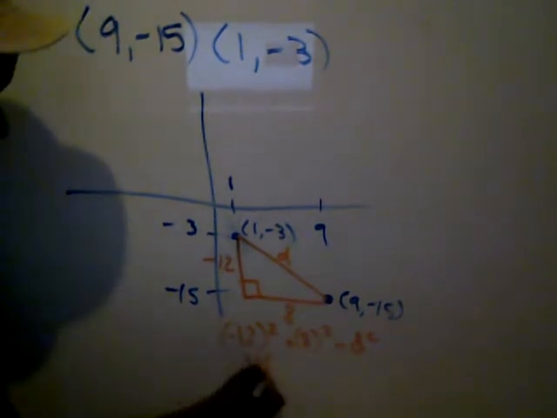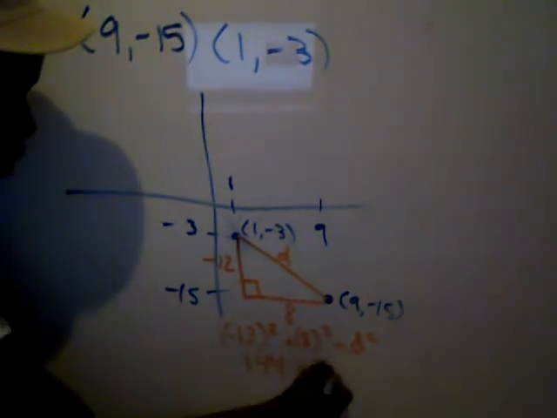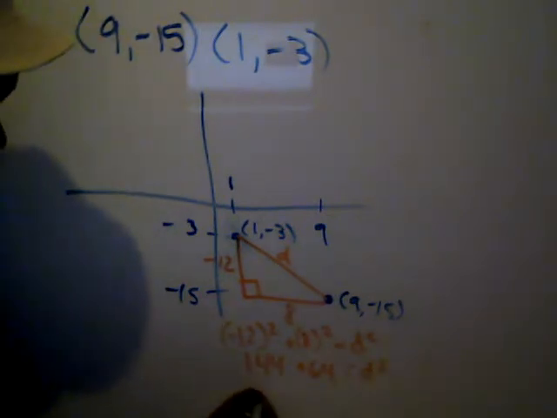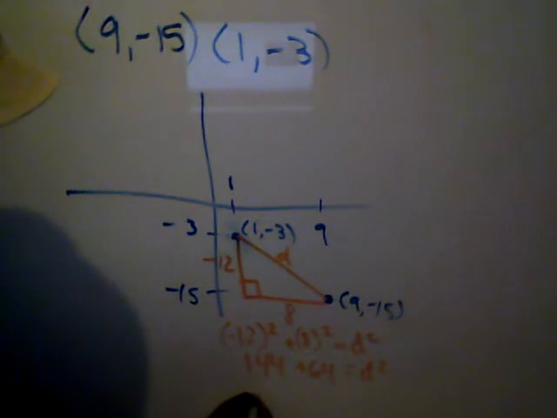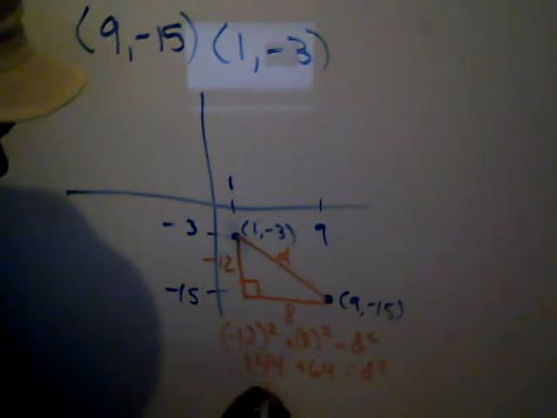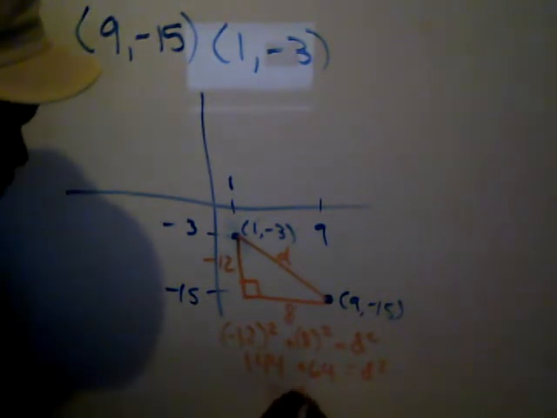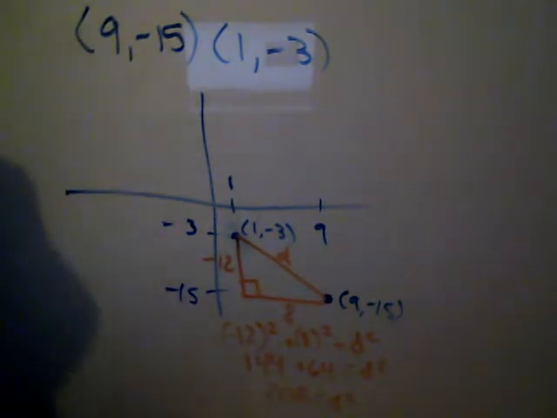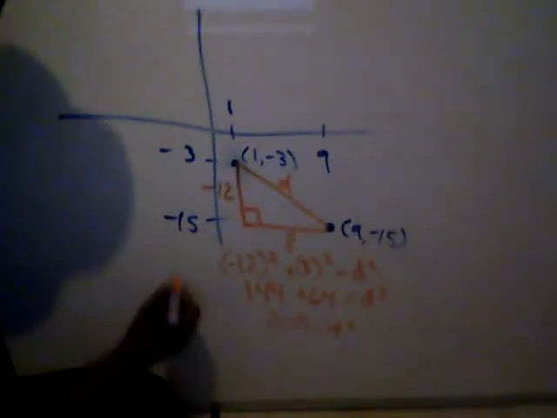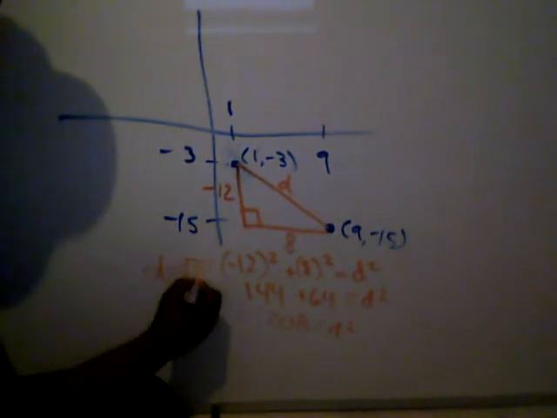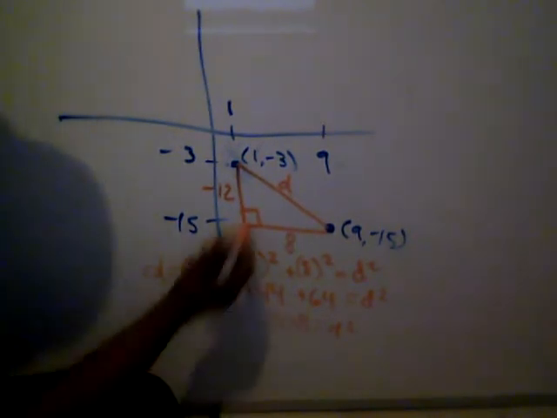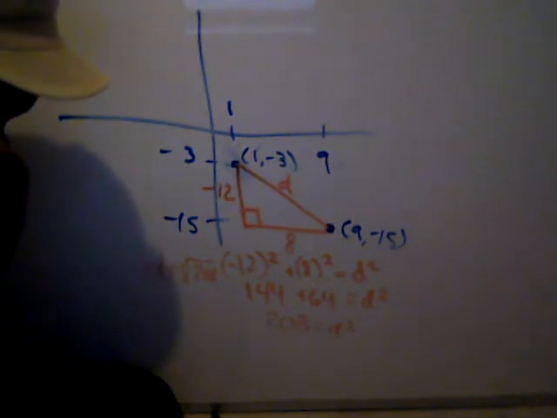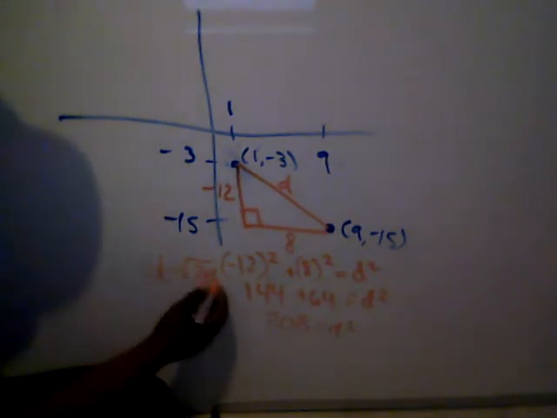So this would be 144 plus 64 equals d squared. So that would give us 208. 208 equals d squared. So d is equal to the square root of 208 if we do square root. Now that's the diameter, we just want the radius.